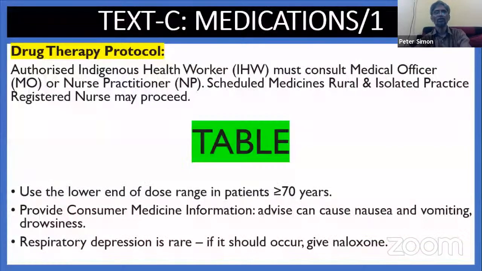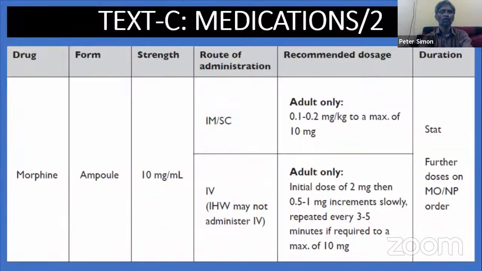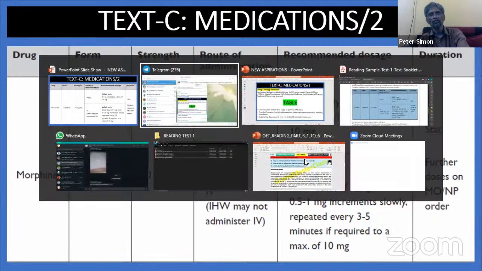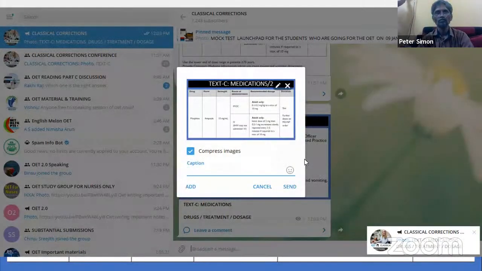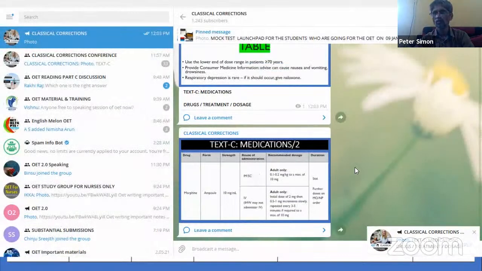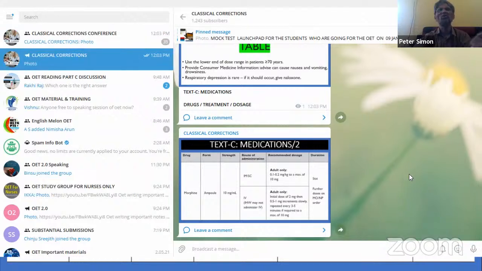So now the second page, print screen. Now we understood everything, what it is. Without reading anything, you will tell me the answers. This is guaranteed. I'm sure. Okay, fine. Next one.